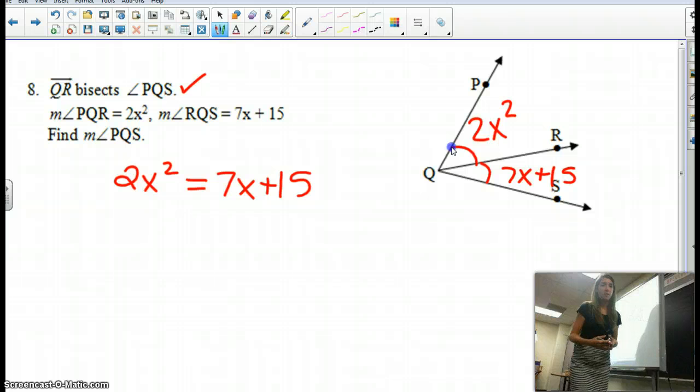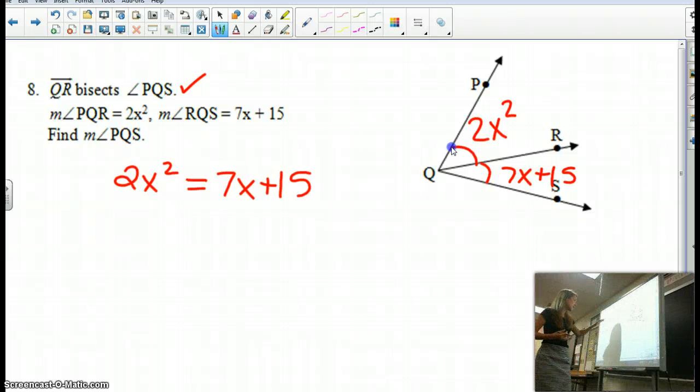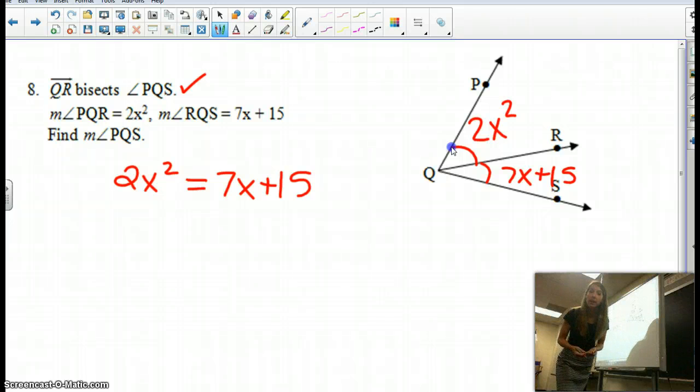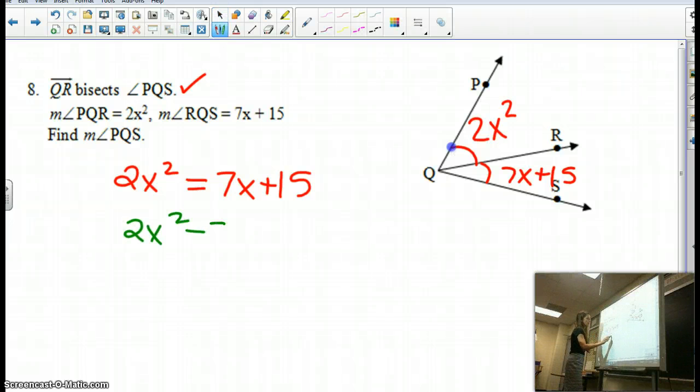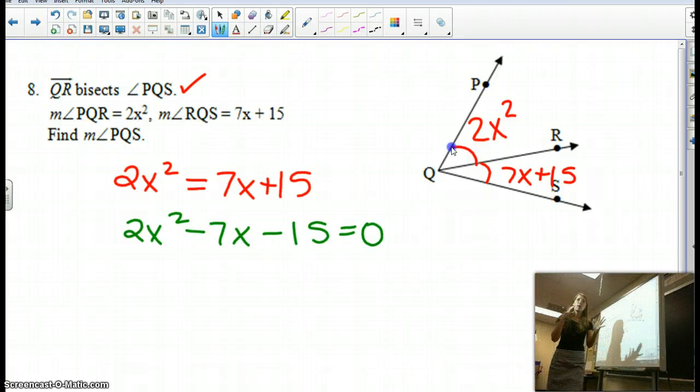The rest is algebra. I notice that this is a quadratic. I know it's a quadratic because it has x squared. So I know that I'm going to have to factor this. So what I'm going to do is move everything to one side of the equal sign. Okay? So I'm going to have 2x squared minus 7x minus 15 equals 0. And now I am ready to factor.